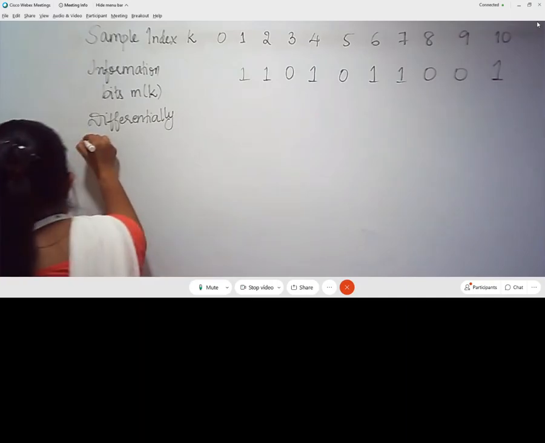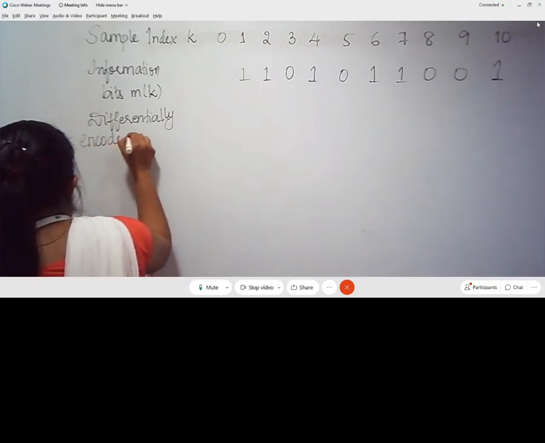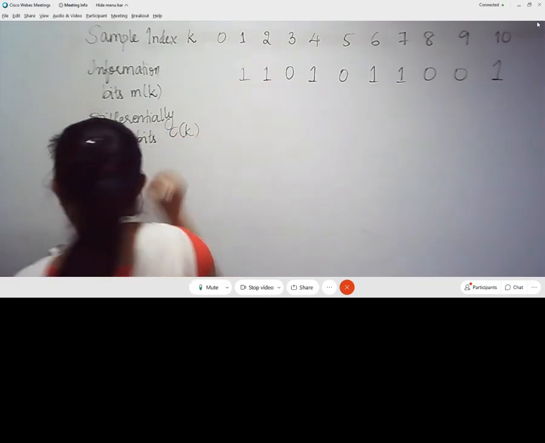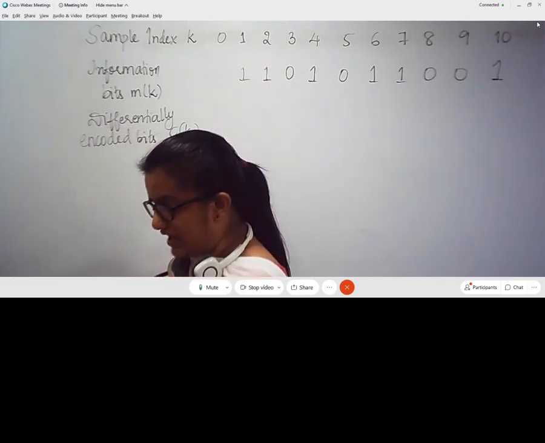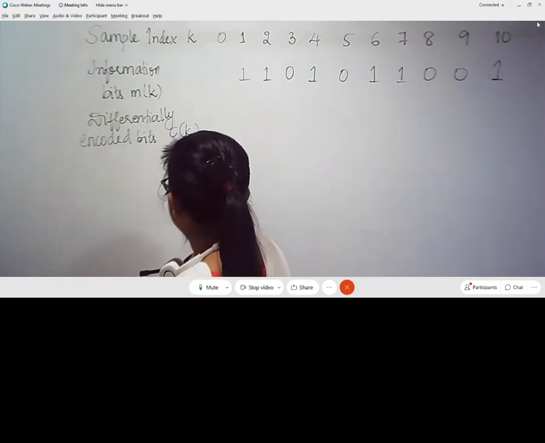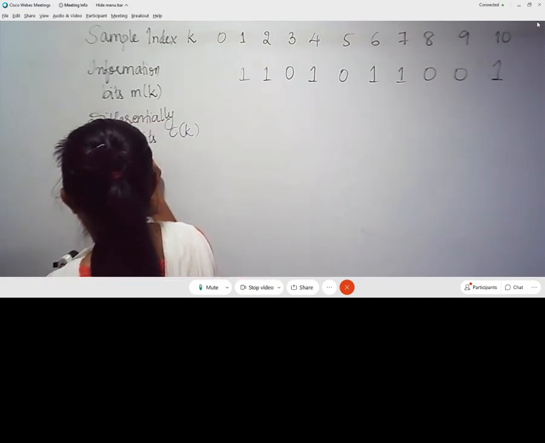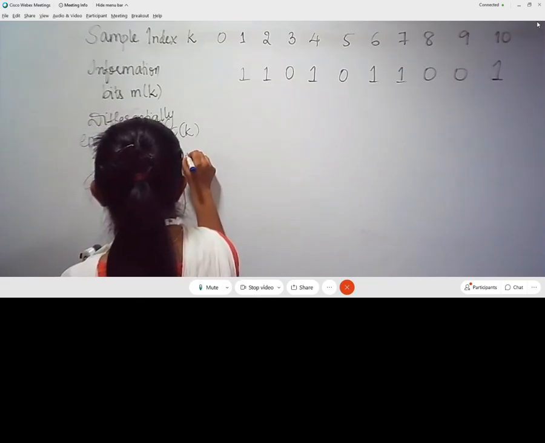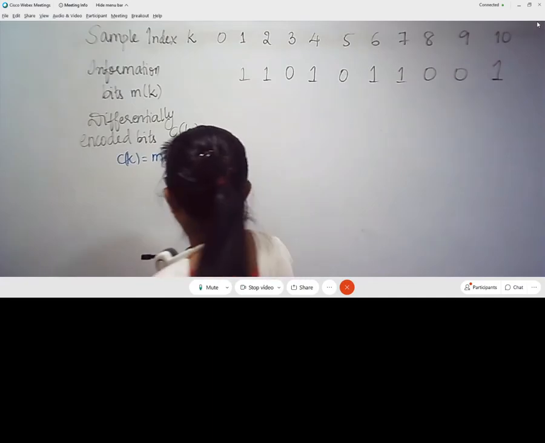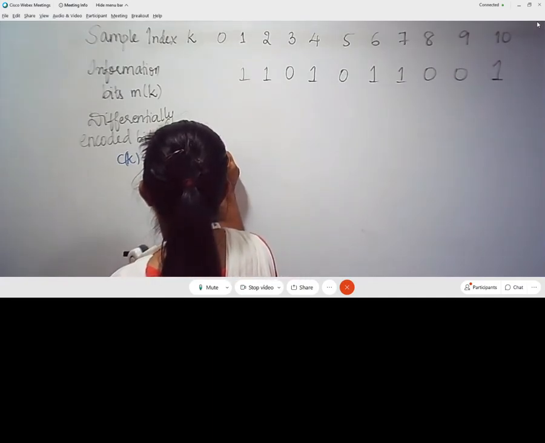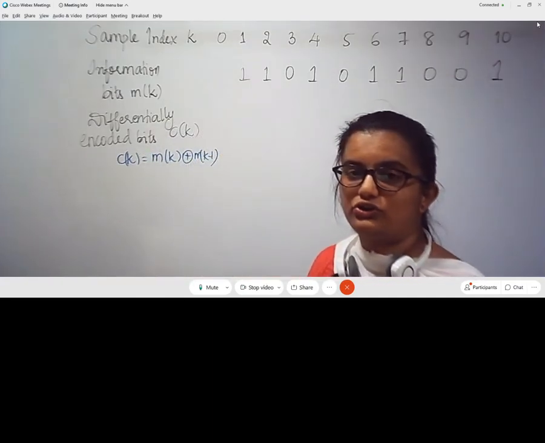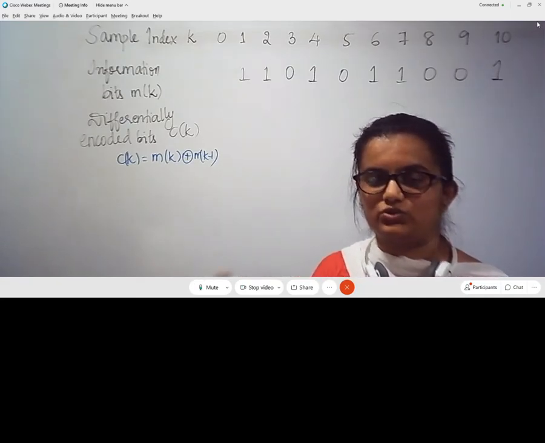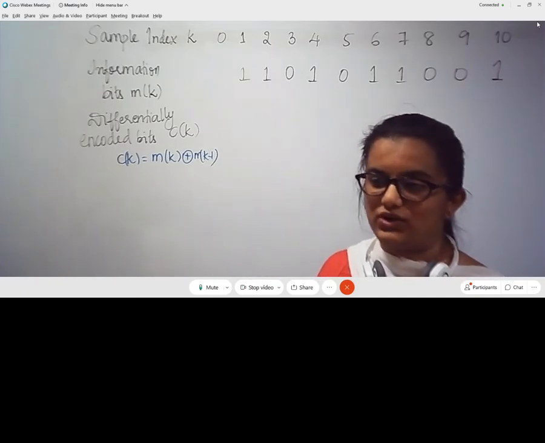The differentially encoded bits I call c of k. Here I am going to make use of the XOR operation. What do you mean by XOR operation? c of k is equal to m of k modulo 2 added with m of k minus 1. Modulo 2 addition means 0 plus 0 is 0, 0 plus 1 is 1, 1 plus 0 is 1, 1 plus 1 is 0.